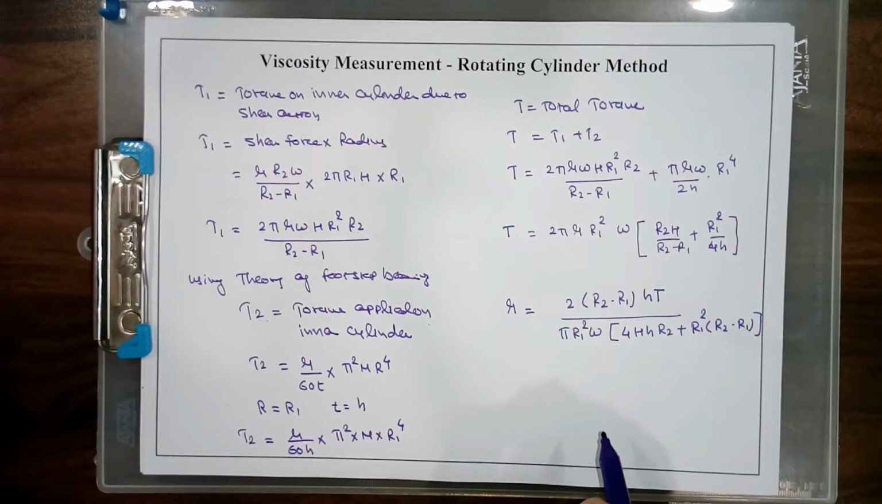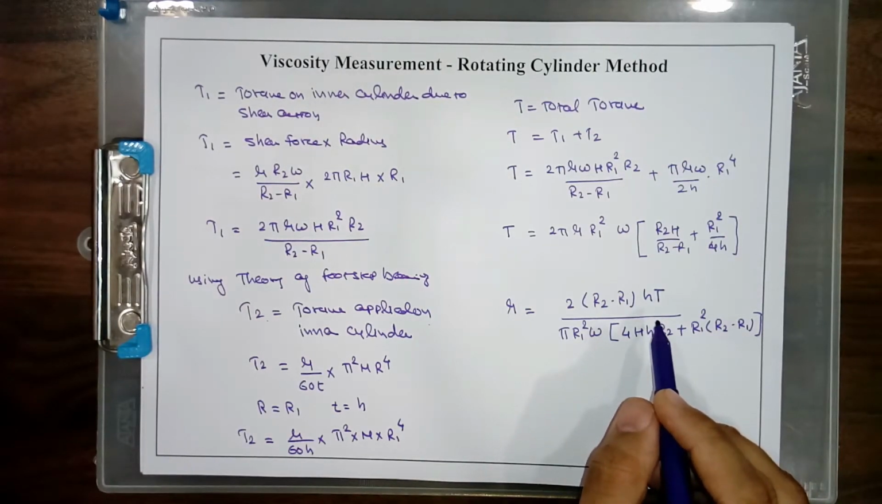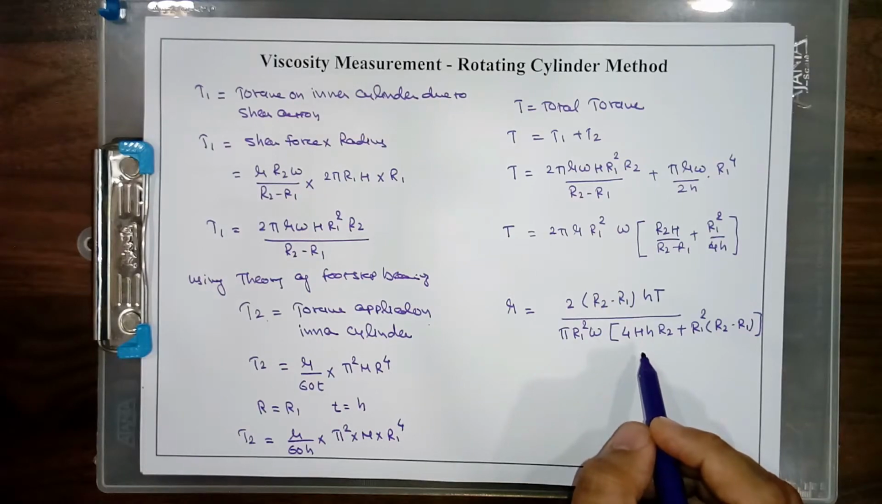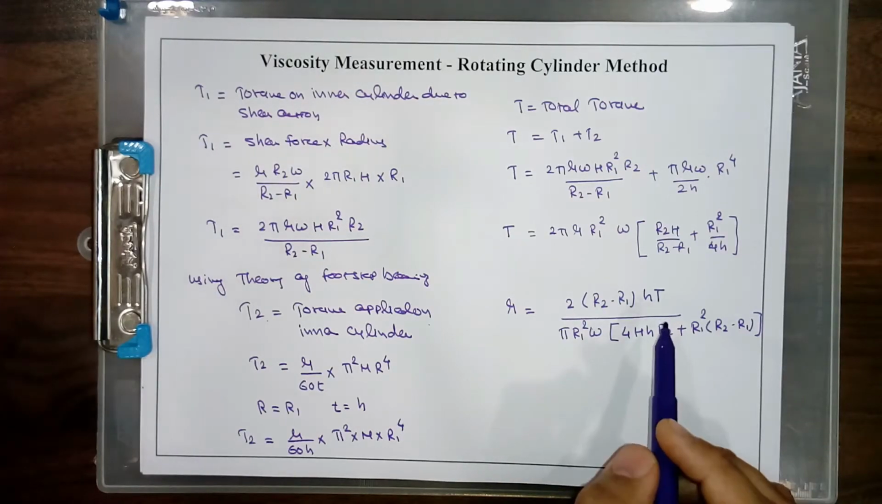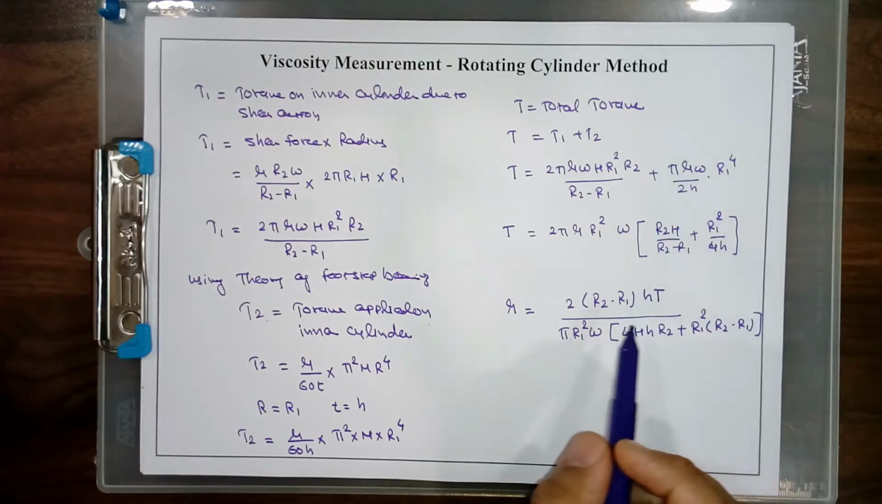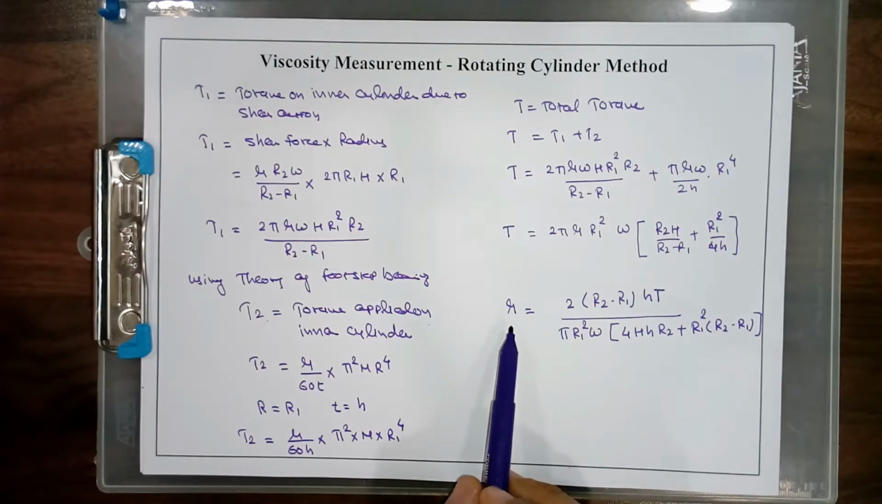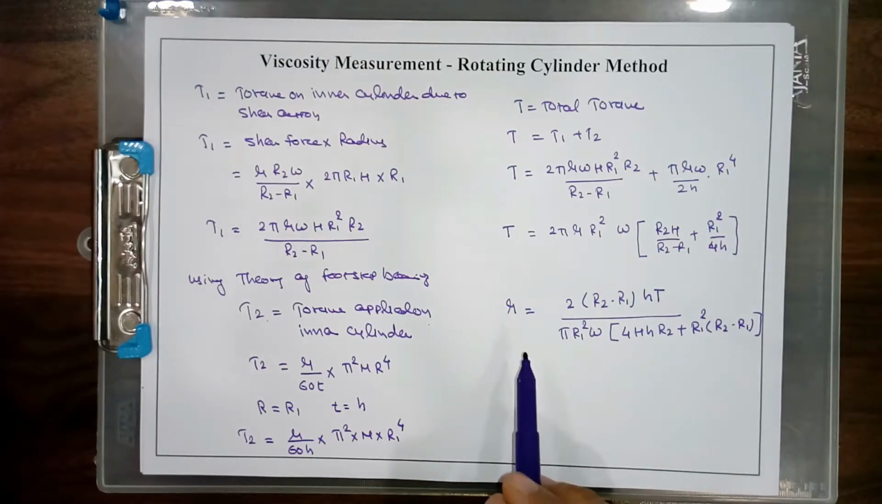Students, R1 and R2 are constant. Small h is also known, that is the bottom clearance. Capital H is the height of the liquid we filled. The value of capital T we measure using the strain gauge. So we have all these values using the different instruments, and using these values we can measure the value of mu, that is the viscosity of the unknown viscous liquid.